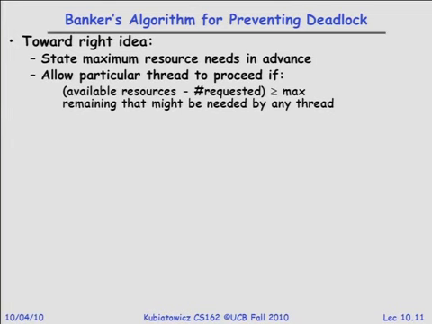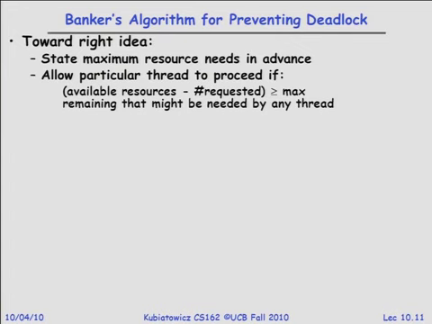Yes? How do the threads know the maximum resources that they need? Well, that's a good question. We have to assume that they can do that. Otherwise, we can't use the banker's algorithm. So somehow you've got to come up with that number, and that's part of playing ball here. Good question. Any other questions?